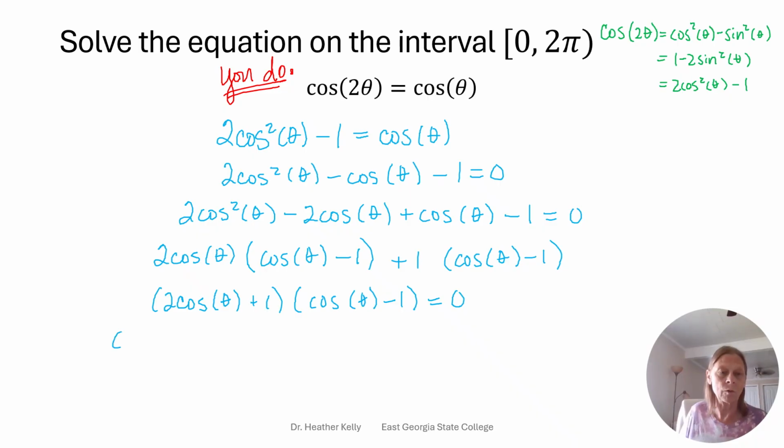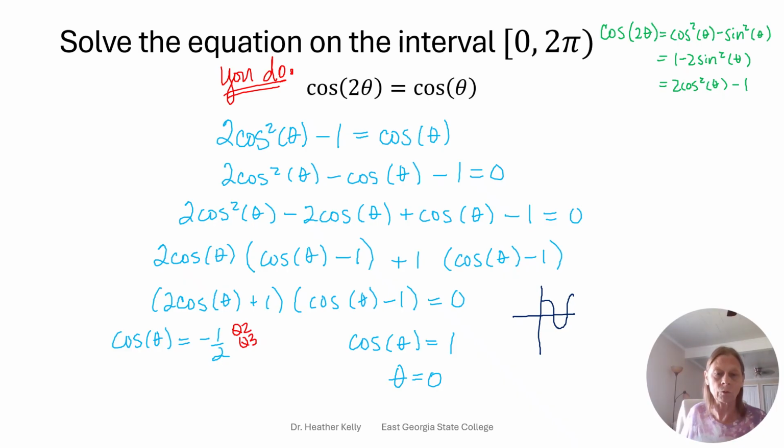So here are our two equations. This one is going to be cosine theta is equal to negative 1/2, and this is going to be cosine theta is equal to 1. Now, if you don't know that readily, where cosine theta is equal to 1, I suggest that you just draw your little quickie graph, and you can see, oh yeah, that's at theta is equal to 0. Okay, and then cosine is equal to negative in quadrant 2, and in quadrant 3, cosine is equal to 1/2. The reference angle is pi over 3. So we'll get that as theta is equal to 2 pi over 3 and 4 pi over 3. So our solution set here is 0, 2 pi over 3, 4 pi over 3.